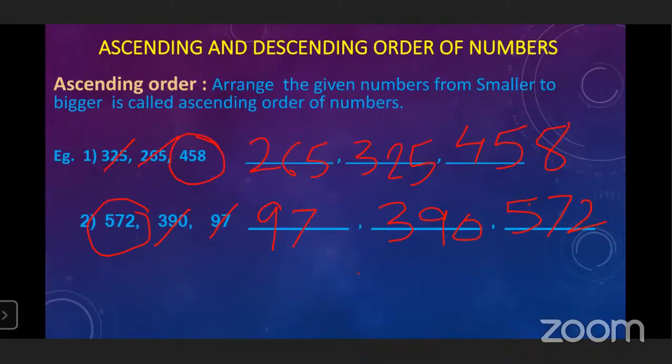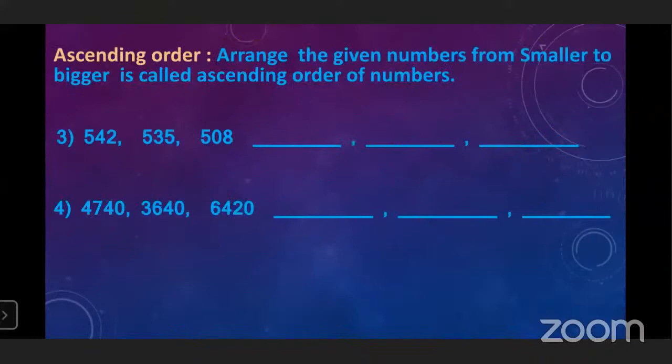Yes, sir. Now we will take one more example. Here also three numbers are given, and we have to arrange these three numbers in ascending order. Ascending order means smaller to bigger. Remember that one thing. Ascending means smaller to bigger. This is very important.